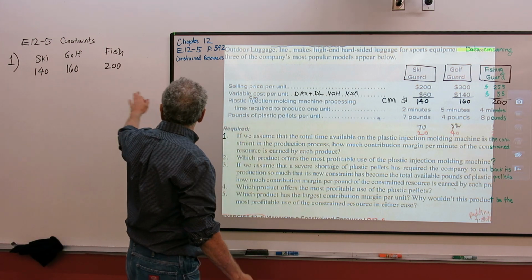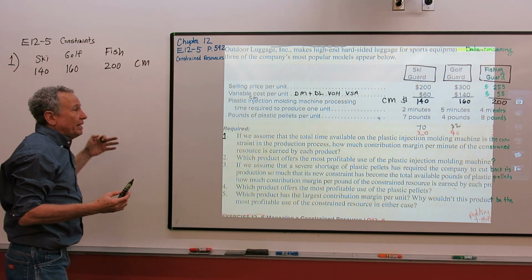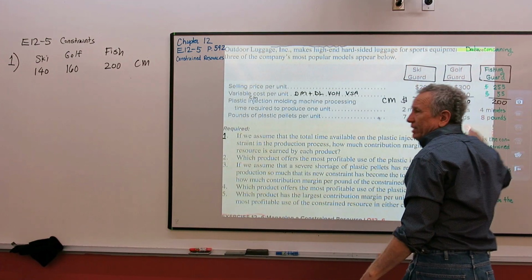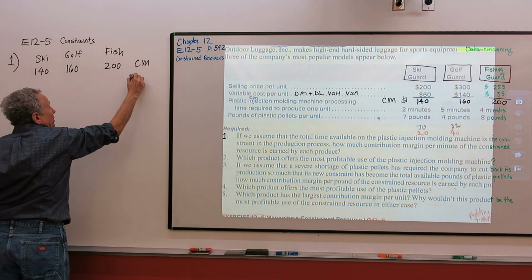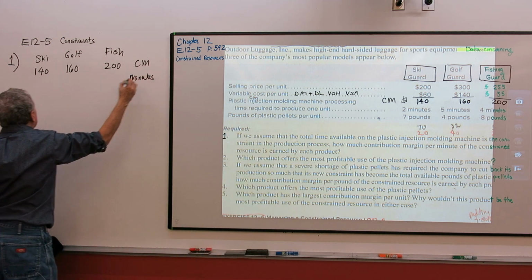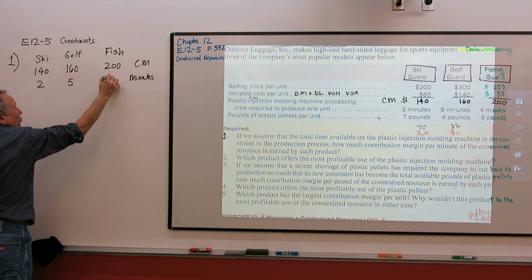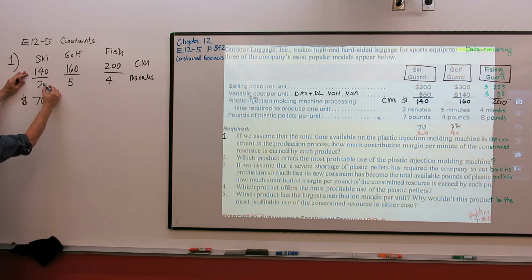All right, so there's our contribution margin: first, second, third. Now let's say if time is your constraint, let's divide by minutes and get the contribution margin per minute. This one only takes 2 minutes, this one takes 5, and this one takes 4. Yeah, 2, 5, and 4. All right, let's divide these. That's going to be $70. You make a contribution margin of $70 for every minute.